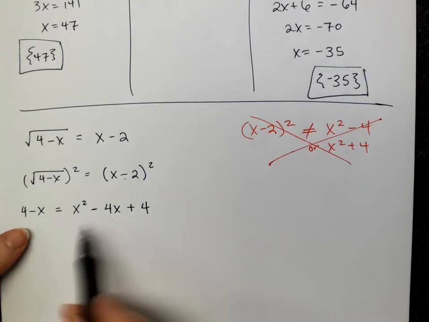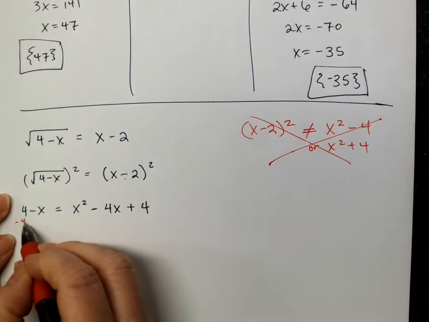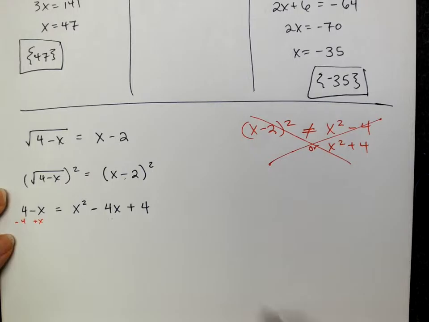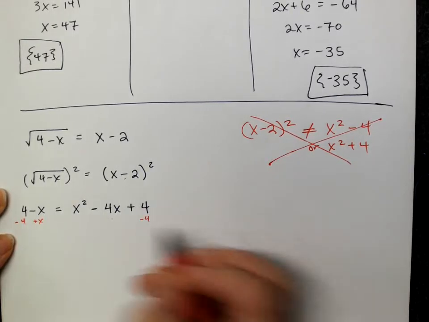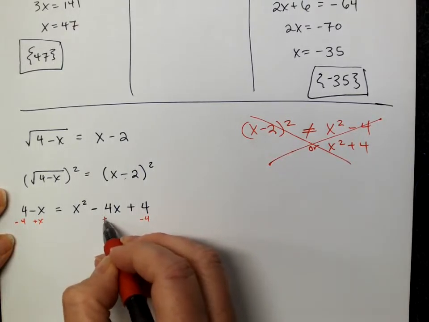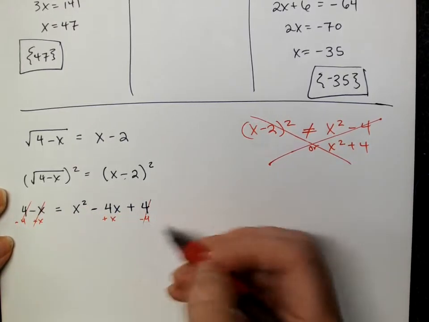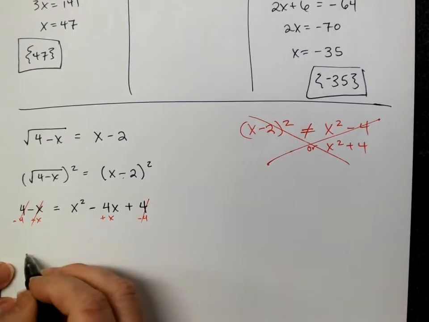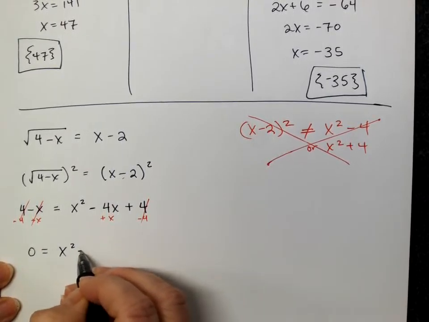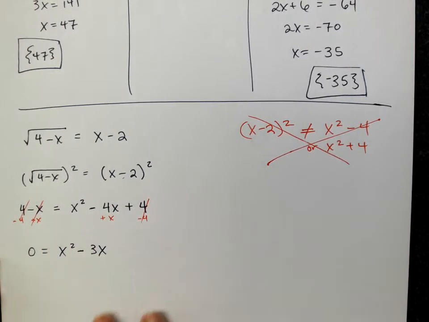Okay. So I'm going to move the 4 over and the x over. So, that actually just cancels out the 4, and I've got a plus x. Okay. So those cancel out to 0. I'll just cancel out entirely. So I'm left with 0 on the left is equal to x squared minus 3x.